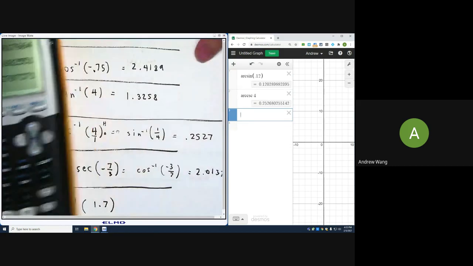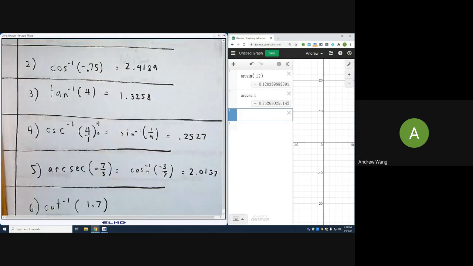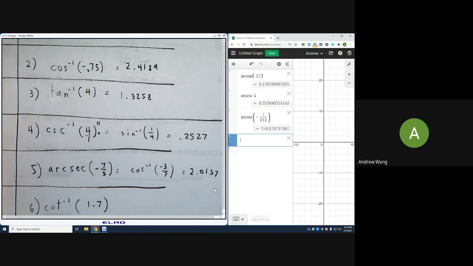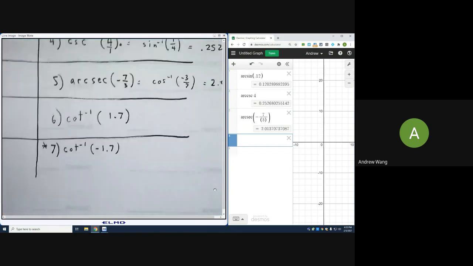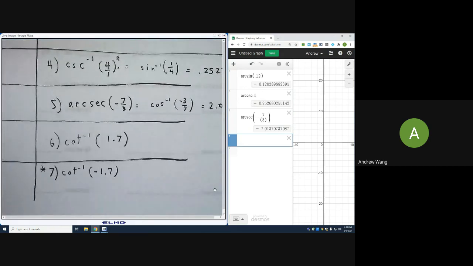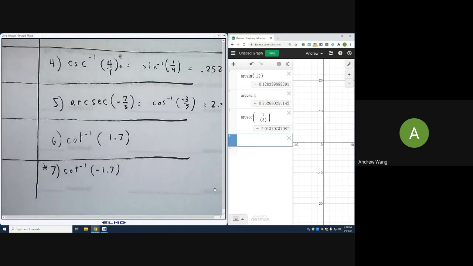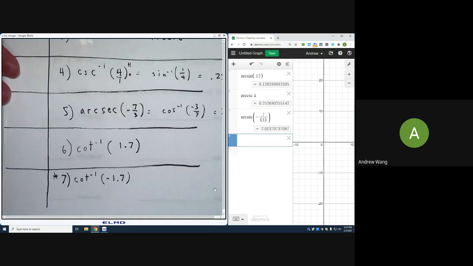2.0137. Now let's just check that on the Desmos. So I'm just going to hit arc secant of -7/3. Yeah, got the same answer, you see? So the calculator on Desmos is reliable. You can use that. All right, let's go down to the last couple examples that I'm going to give you that we're using the calculator on. Everything else after this will be non-calculator, so just pay attention here.